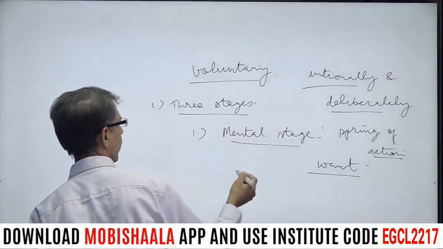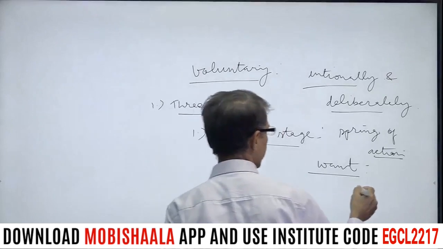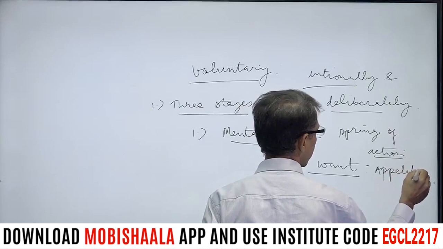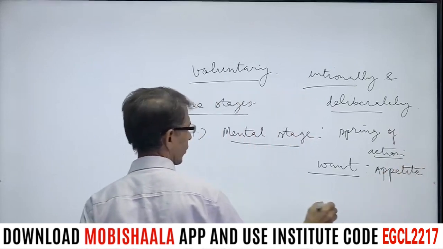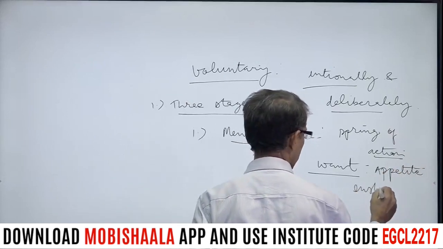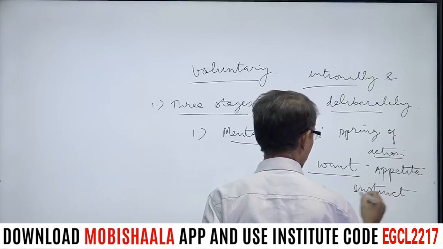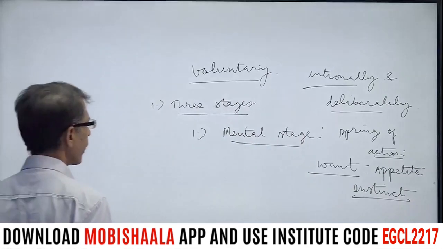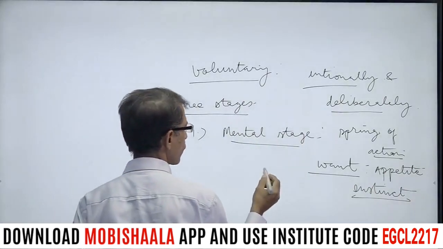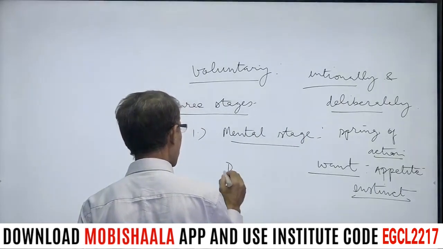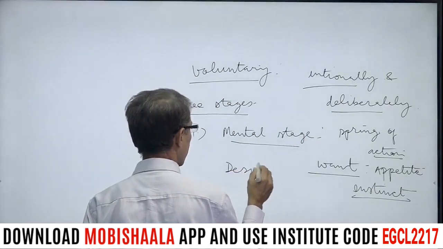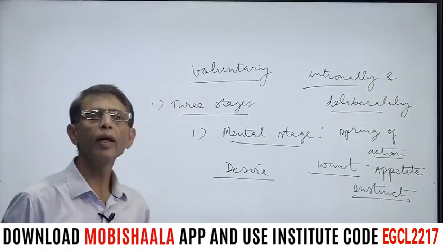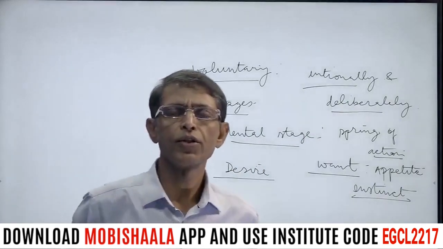So this want may be the appetite or instinct. First thing, there is a want, and then it is either appetite or instinct. But very soon there is a mental process, free choice, that converts it into desire, and once it is converted into desire, now we will discuss this desire.